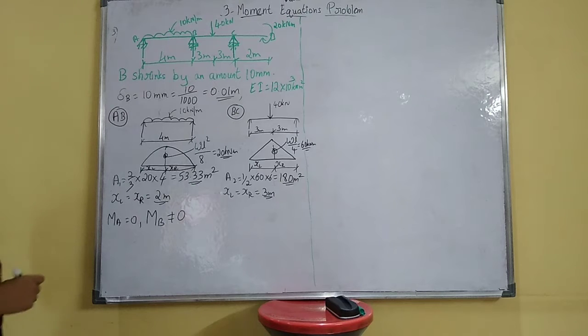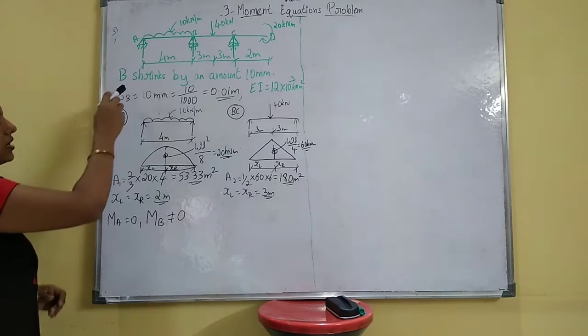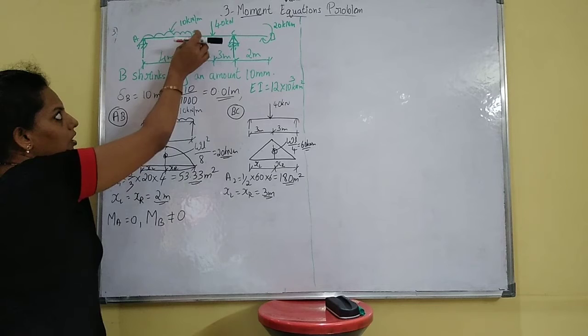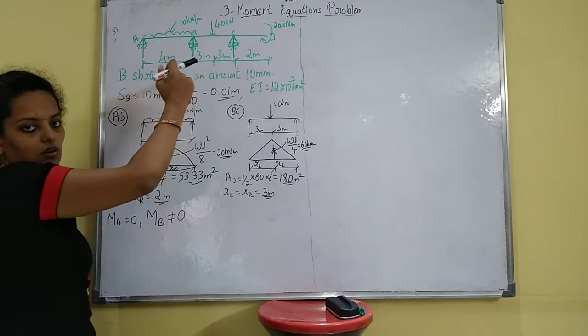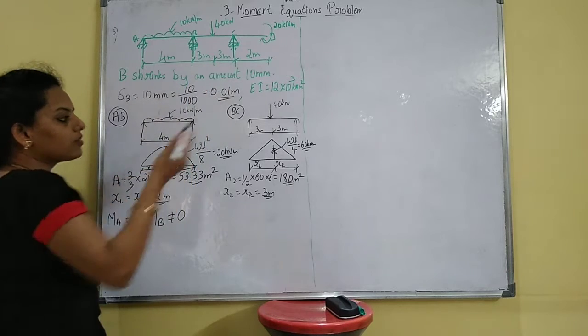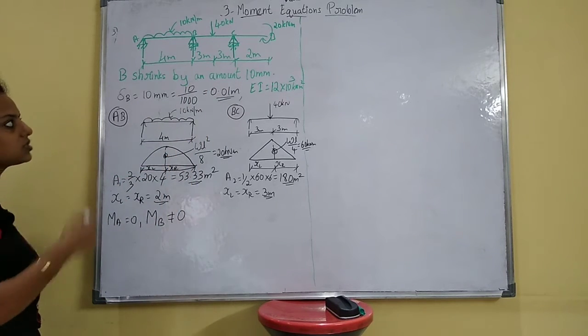Today we'll see the next problem on the three moment equation. Here there is a slight change. Suppose there is any settlement in the beam, at this joint or any other joint. What are the changes in the problem, what are the changes in the formula, and how do we have to solve it? We'll see in this problem.